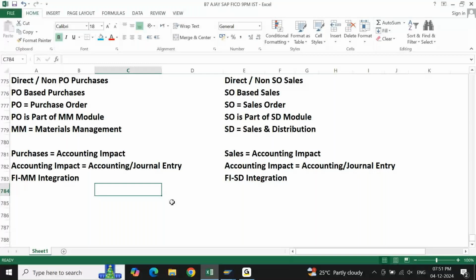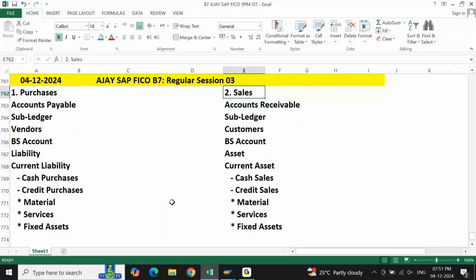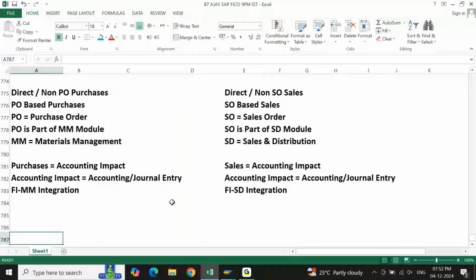We are all aware that in any organization purchases and sales are mandatory. If you know purchases, if you know sales, you must know FI-MM integration, you must know FI-SD integration. You cannot say I know purchases, I do not know FI-MM integration. Similarly, you cannot say I know sales, I do not know FI-SD integration. Not accepted by anybody, no matter what.